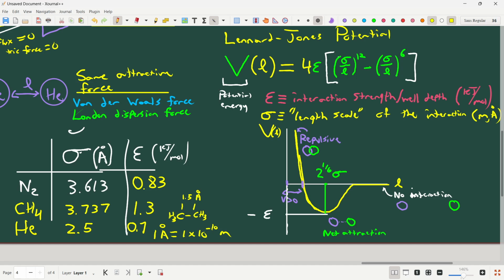Okay, so what's happening here? Well, remember our trends when we looked at the compressibility factor. Methane was the one that had the most negative deviation, and then nitrogen, and then helium. We're almost done, I'm sorry. And you can see that these are now correlated. Methane has a significantly higher attraction to itself.